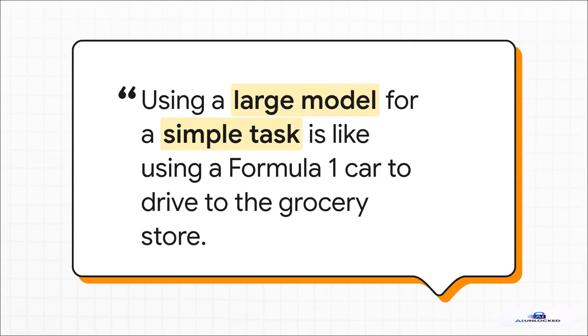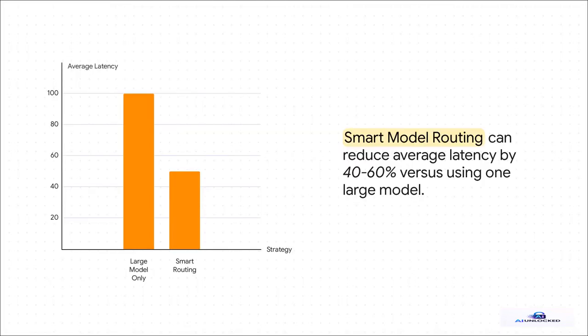Using something like GPT-4 for a simple classification task, that's total overkill, and you're paying for it with way more latency and higher costs. It's just a waste. Now, what's really interesting here is the impact of being smart about which model you use. By routing simple jobs to a smaller model and saving the heavy hitters for the really complex stuff, you can slash your average latency by 40 to 60%. That is a huge gain.